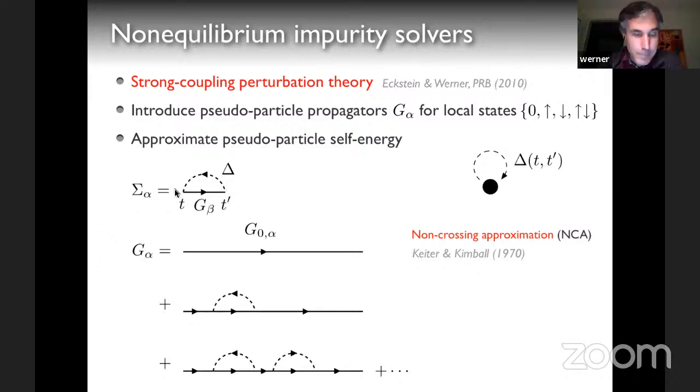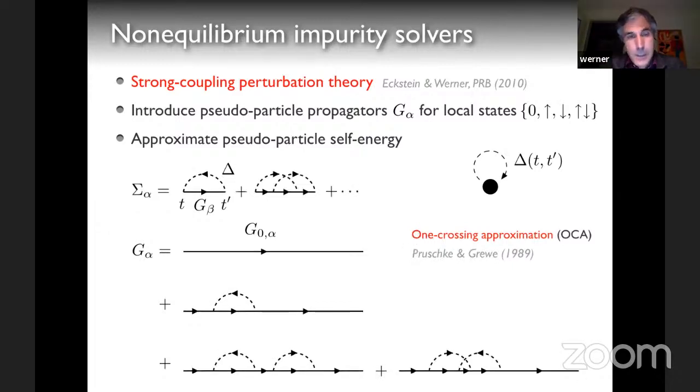And then if we plug this self-energy into a pseudoparticle Dyson equation, we can generate in the end all diagrammatic contributions to the Green's function, which are of this form here. So basically, these correspond to the hybridization expansion diagrams, which do not involve any crossing hybridization lines.